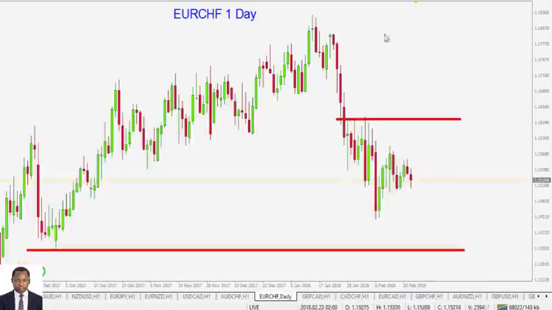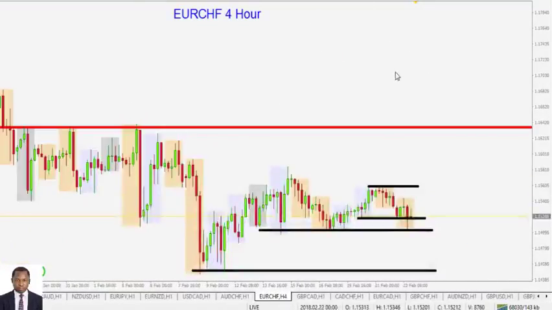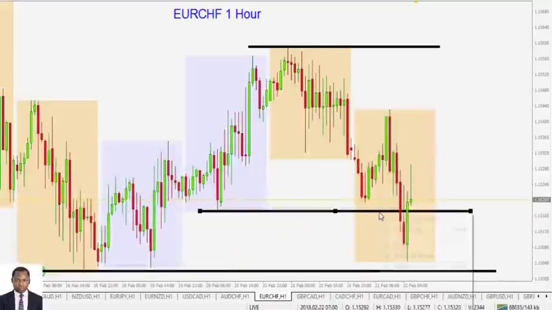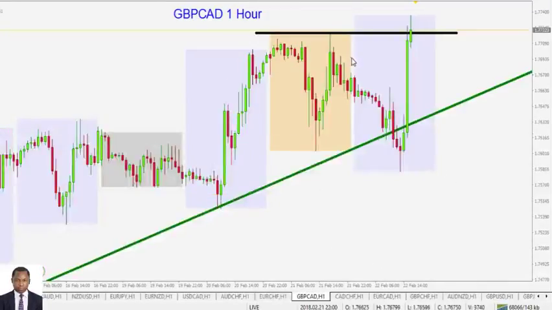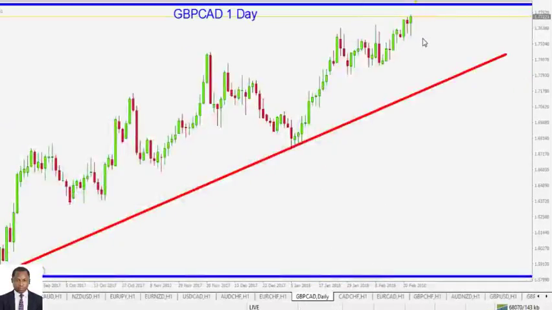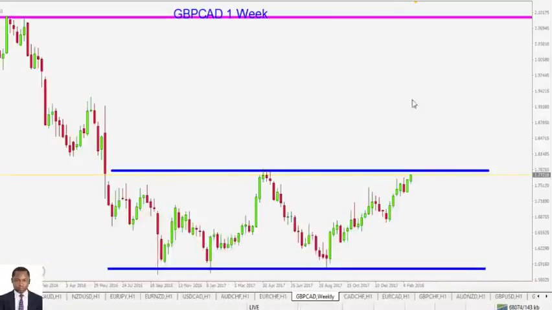Euro against the Swiss franc, nothing. It's a bad chart. Looking to a push down, but avoid this type of market. The sterling pounds against the Canadian dollar. Also approaching a heavy level of resistance. That's one there.